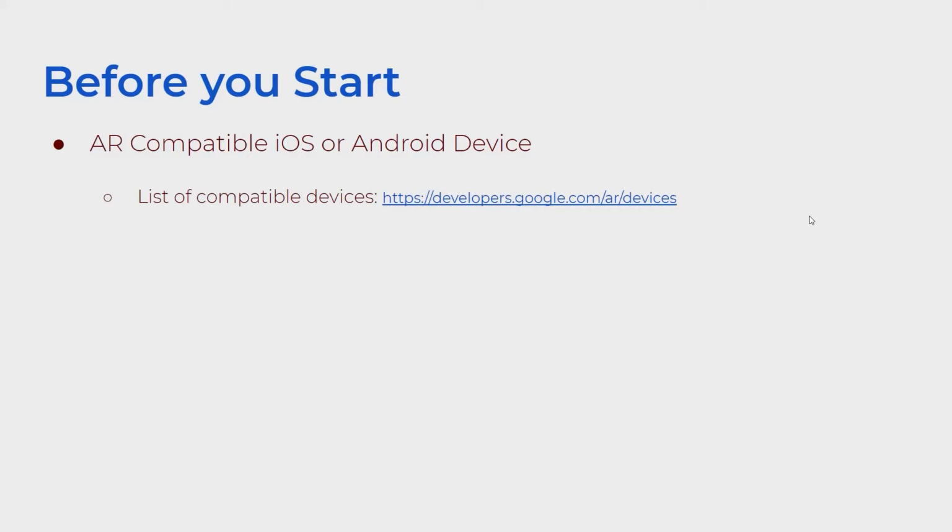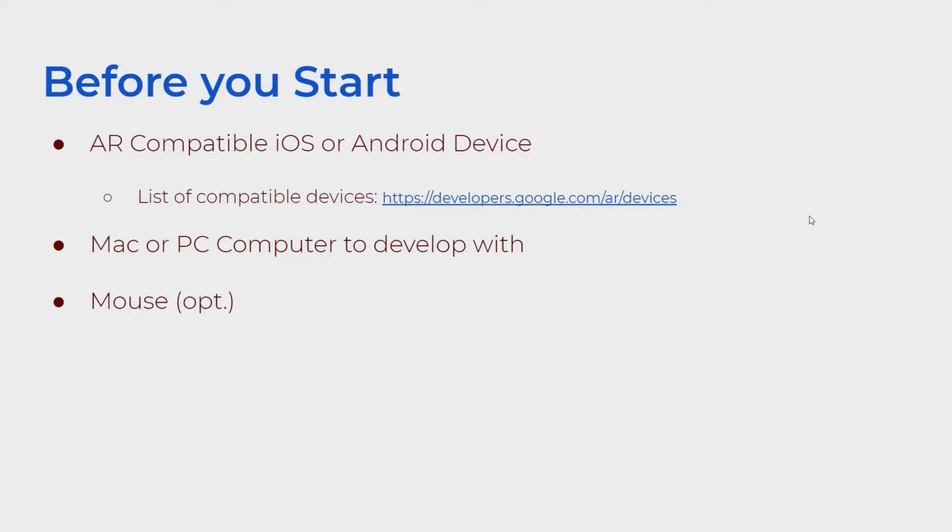So before you start, here are some things that you need to check. That you have an AR compatible iOS or Android device. And you can find a list of devices at this website. Basically, you don't want your phone to be too old or on an operating system that won't be able to support AR. Most of the new phones released now, both iOS and Android, support AR, so that is a good thing. But just in case, you can check. This also applies to tablets if you want to use that to develop. You need a Mac or PC computer to develop with, and then a mouse, which is optional, but it really helps when navigating through Unity and clicking things.